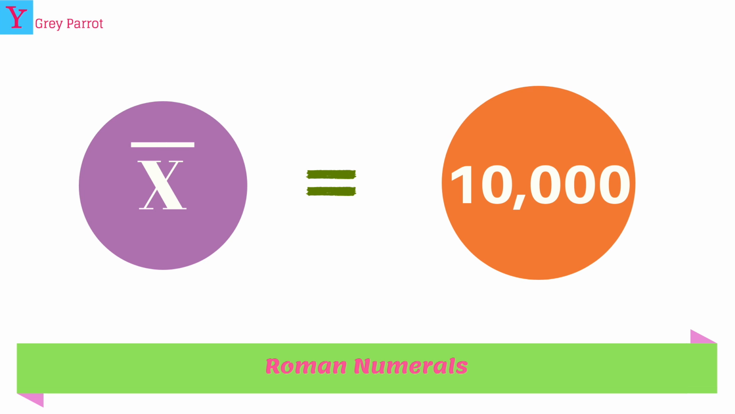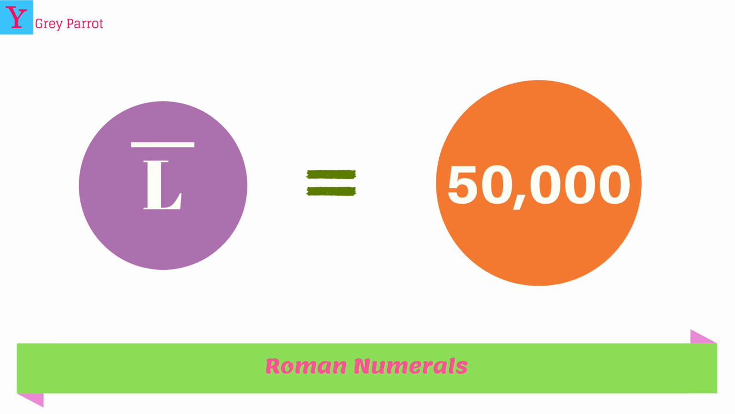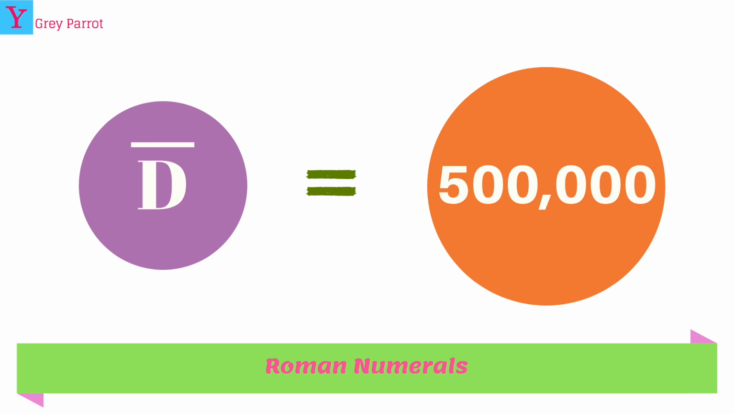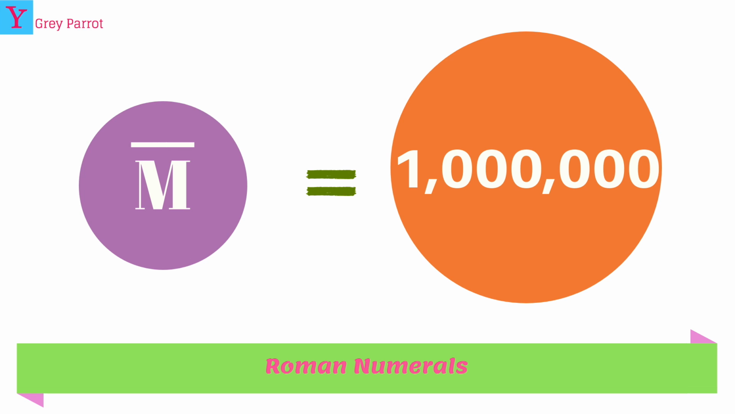And if you have an X and put a bar on top, it equals 10,000. And if you put an L and put a bar on top, it's 50,000. And if you have D and put a bar on top, it's 500,000. And if you have M and put a bar on top, it's 1 million.